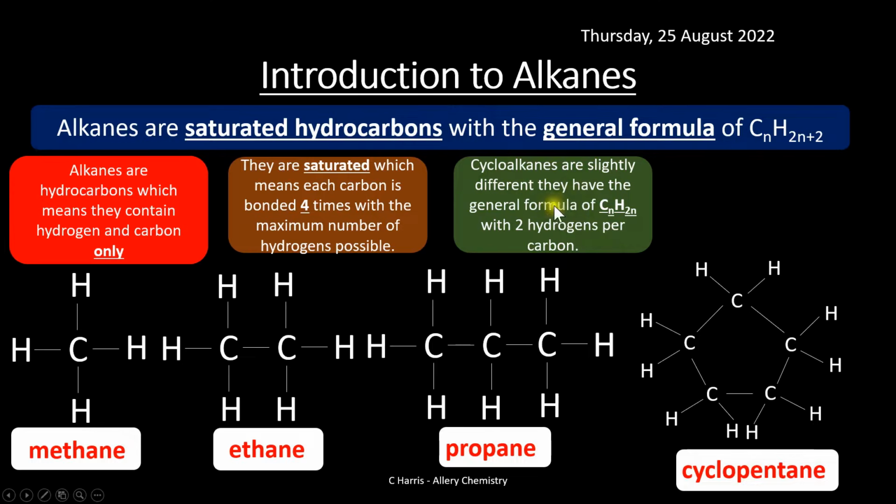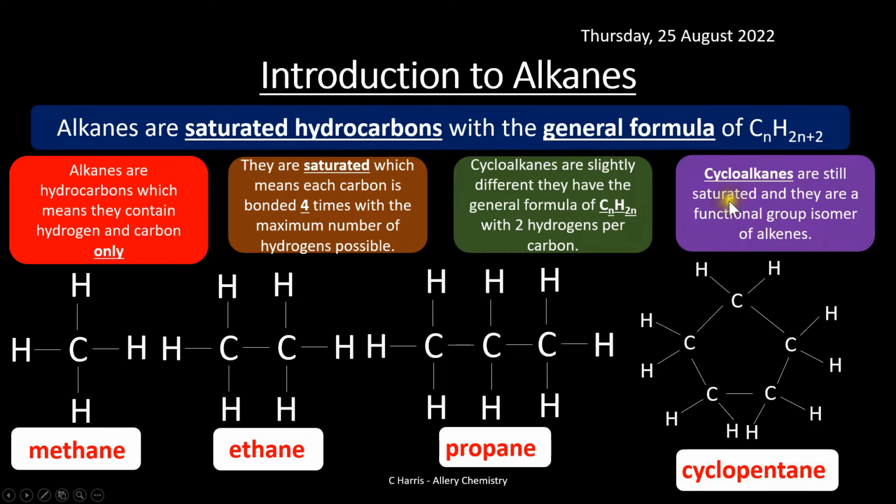Now they have a slightly different general formula, and that's CnH2n, mainly because 2 of the hydrogens are removed to make it into a loop like this. And cycloalkanes, like I say, are still saturated. They don't have any double bonds in there at all, so each carbon is bonded 4 times, so it's still classed as a saturated compound.